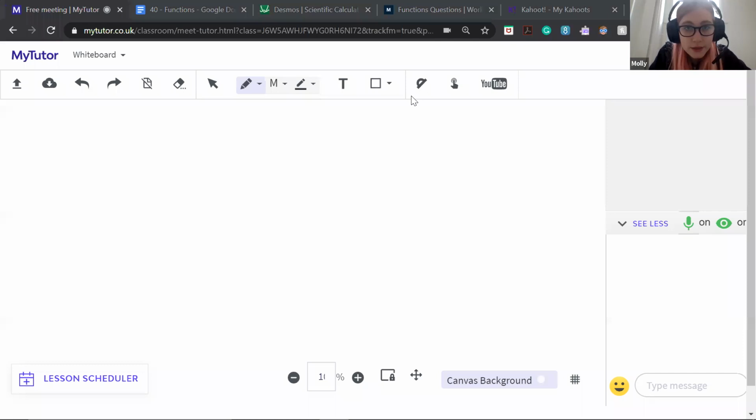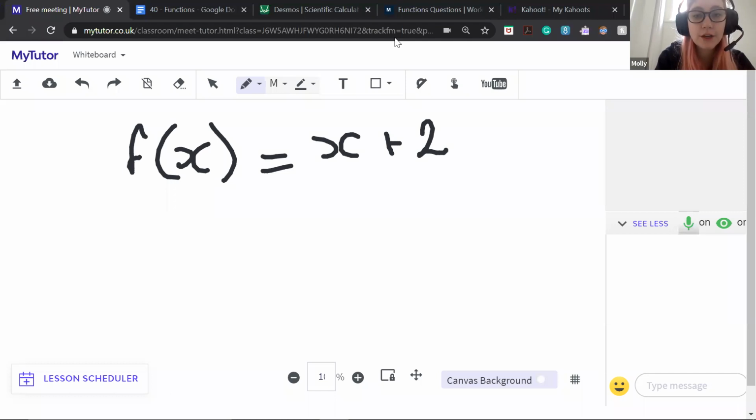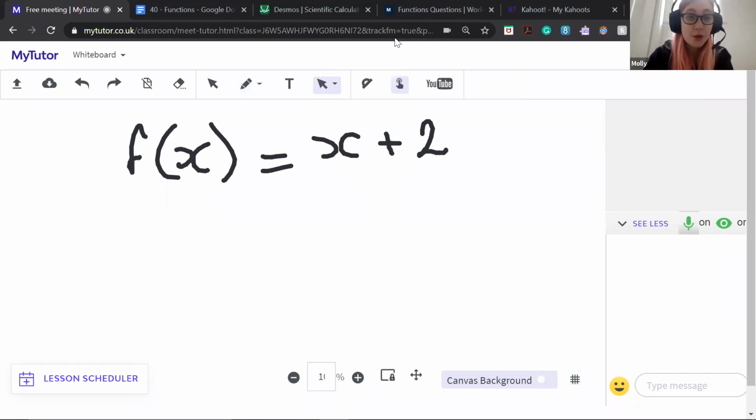Right. Cool. So let's get started. So a function is something like this. f of x equals x plus 2. This is a very simple function. Now, the way that I always think of this is like this. f is the function name, x is what you give it, and x plus 2 is what you give it back. So I always think of it as a machine, a function machine.